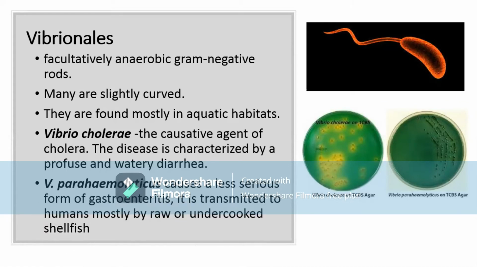Another important pathogenic strain is Vibrio parahaemolyticus, which causes a less serious form of gastroenteritis, a sort of food poisoning, usually transmitted by eating uncooked or raw shellfish. Basically, Vibrio parahaemolyticus inhabits shellfish. So if the seafood is consumed undercooked, or in raw condition, you may get the form of gastroenteritis caused by Vibrio parahaemolyticus.